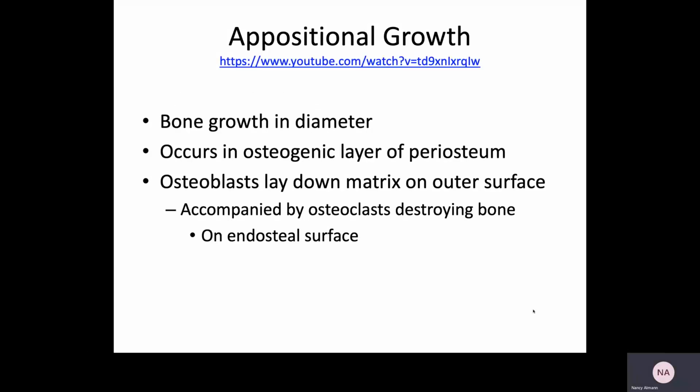Appositional growth, as we mentioned, is growth in diameter. It occurs in the inner layer of the periosteum, which I have mentioned is the osteogenic layer. Osteoblasts lay down matrix on the outer surface of the bone. Osteoclasts will destroy it, if need be, on the endosteal surface, in other words, in association with the endosteum.